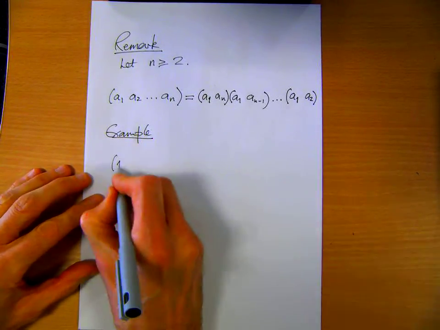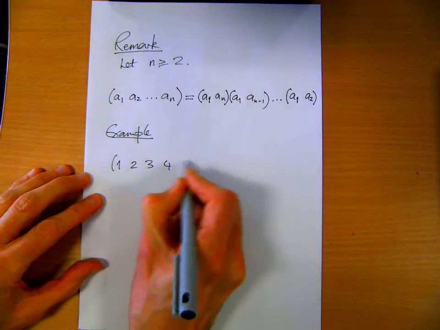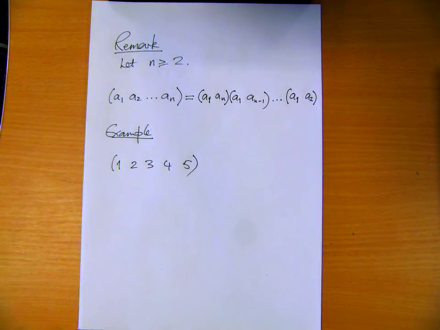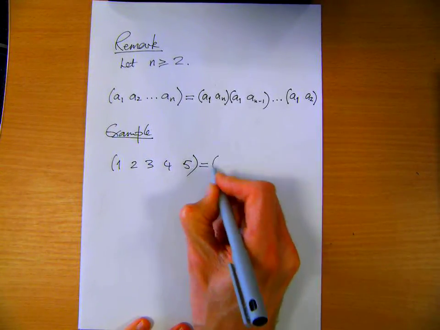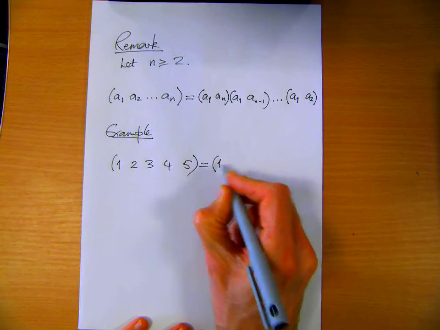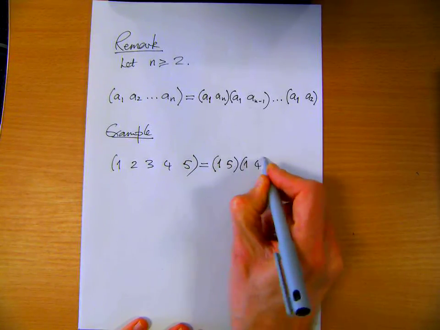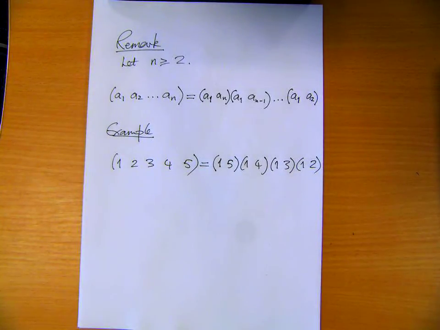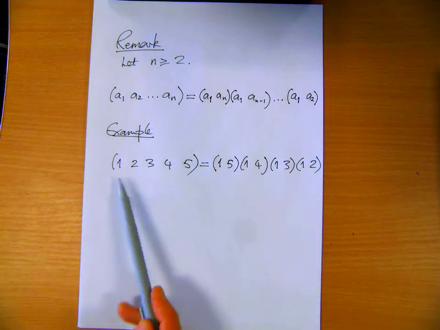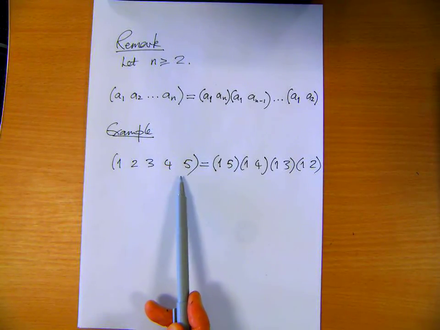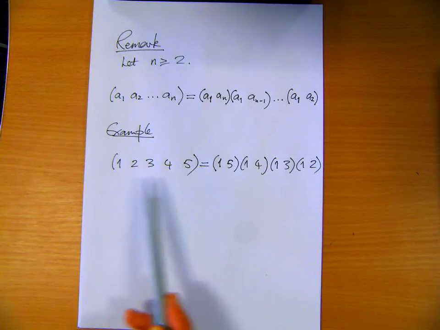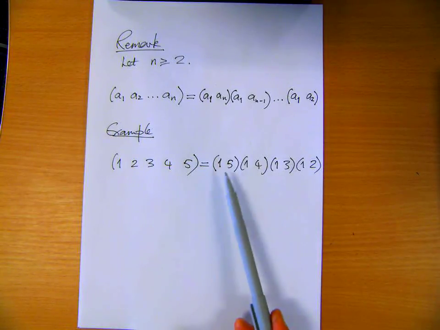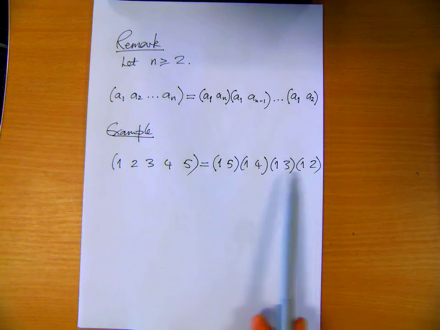Well, let's look at, say, (1 2 3 4 5). That's a 5-cycle. It's easy to check that this is the same as (1 5)(1 4)(1 3)(1 2). So these two permutations are equal. The one on the left is a 5-cycle, so it's just got one orbit with more than one element, and the thing on the right is a product of transpositions.